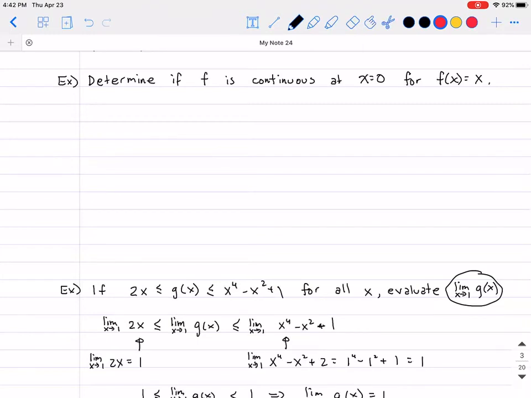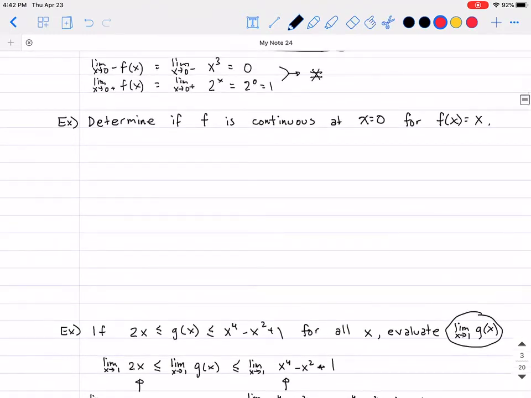I want to determine if f is continuous at x equals 0 for, actually, let's not use f of x equal to x because that's very plain. Let's go ahead and use the absolute value of x. So here, let's try to apply that same idea. I am going to need to show the following. I need to show 3 things. First, number 1, the limit as x approaches 0 of the function is equal to some value L.